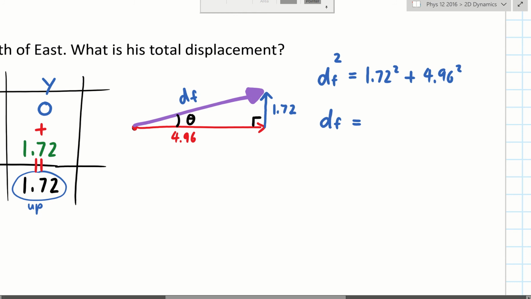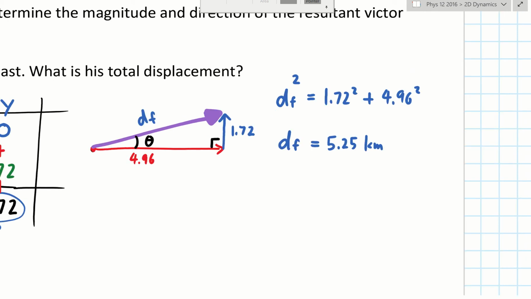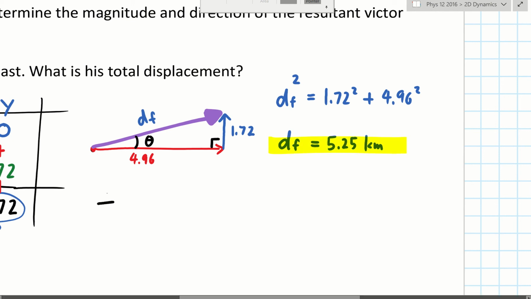Right? So d final is 5.25 kilometers. But the good thing about this method is the angle is insultingly easy to get. So tangent theta, opposite over adjacent. That's it, right? Much easier.